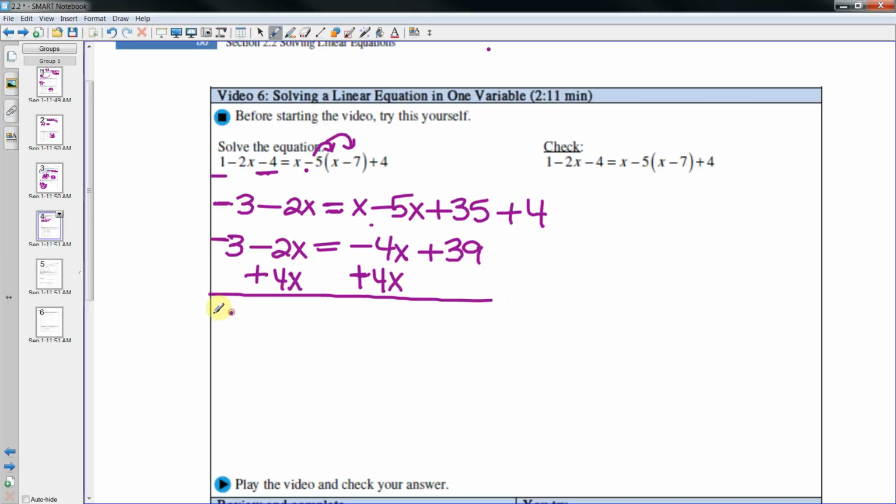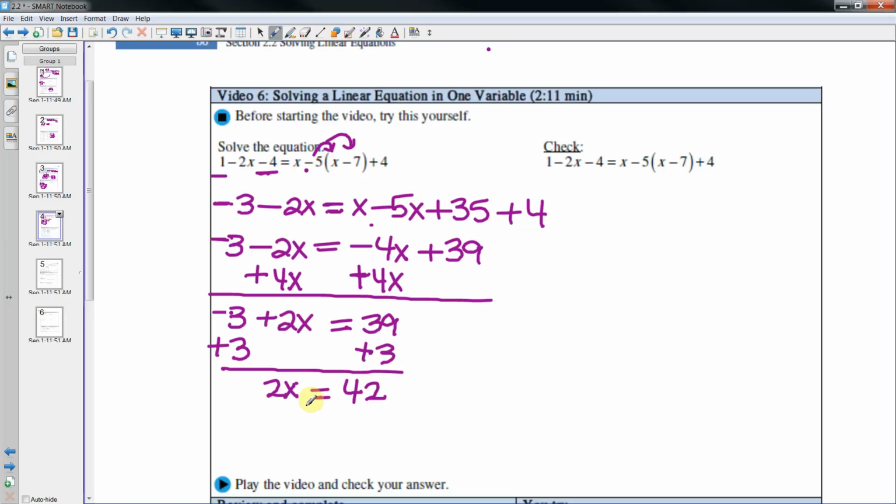So I have negative 3 plus 2x equals 39. Move your numbers. Add 3, since that's a negative 3, do the opposite. So 2x equals 39 plus 3 would be 42. Divide by 2. So x equals 42 divided by 2 would be 21. That would be my final answer.